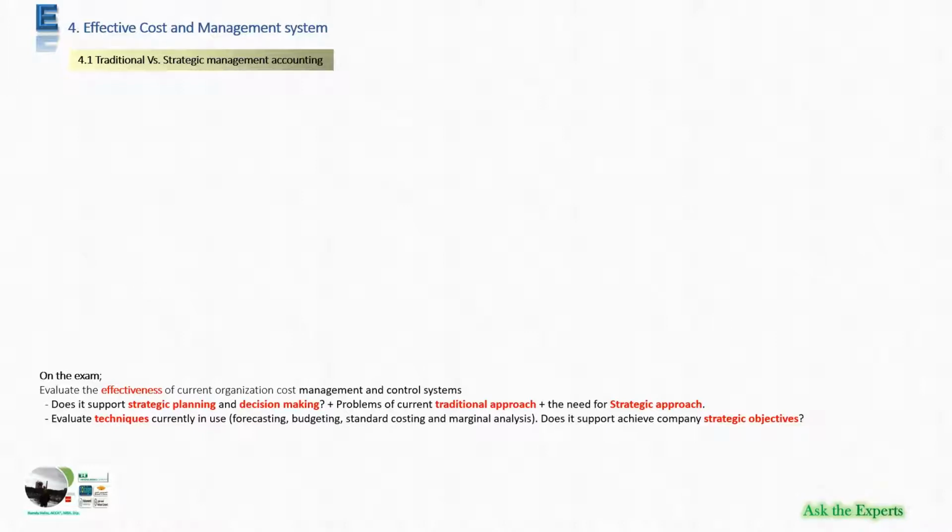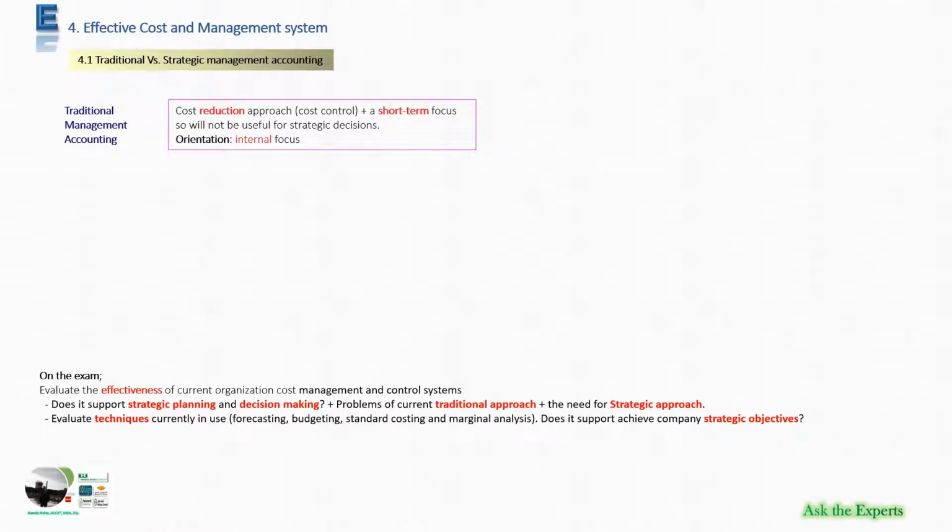Now let's try to discuss the key difference between the traditional and strategic management accounting. The traditional management accounting is based on the cost reduction approach and cost controlling. It is a short-term focus, so will not be useful for strategic decisions. Its orientation is the internal focus. The common techniques are standard cost, traditional budget, statistical data, and performance evaluation.